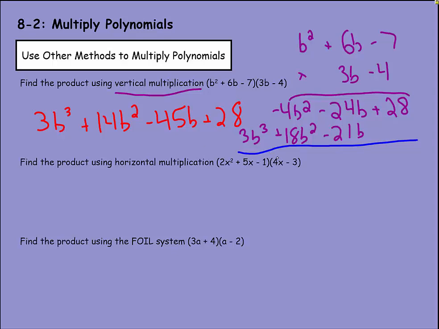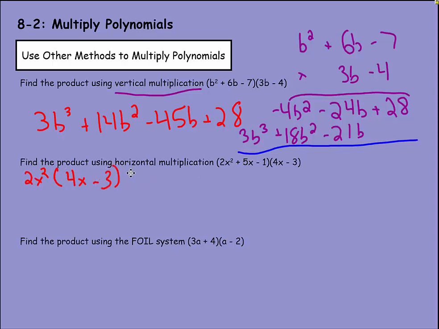Now we can use horizontal multiplication. So what this means, I can write a bunch of different multiplication problems and deal with these one at a time. So if I focus on this 2x squared, I know I'm multiplying that times the 4x minus 3. So I would write 2x squared times the 4x minus 3.